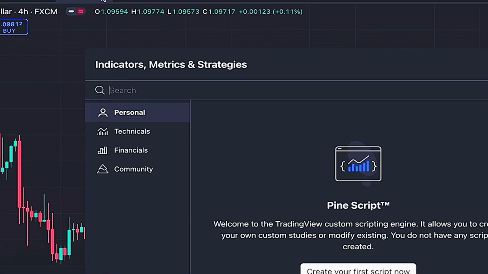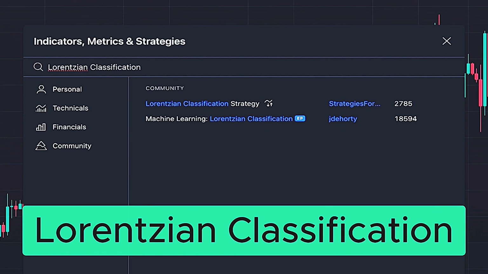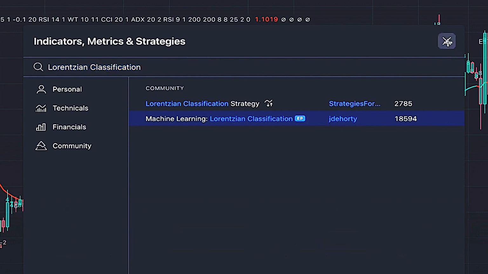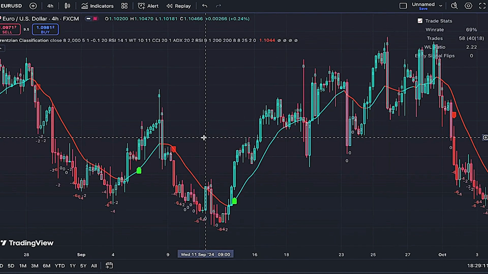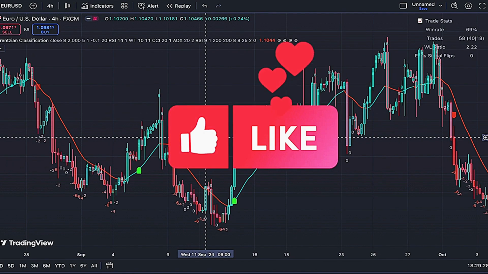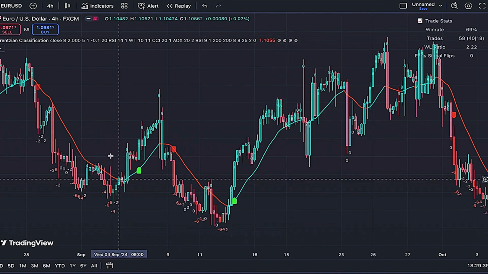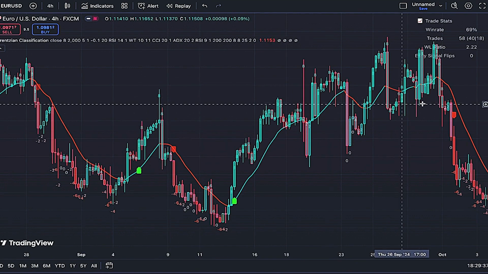Here we click on indicators and we search Lorentzian classification. This one, Machine Learning Lorentzian Classification, which is an editor's picks indicator and written by J.D. Horty. This indicator is built based on a machine learning algorithm, which with the help of advanced and complex calculations, gives these buy-sell signals. Green labels are buy signals and red labels are sell signals.